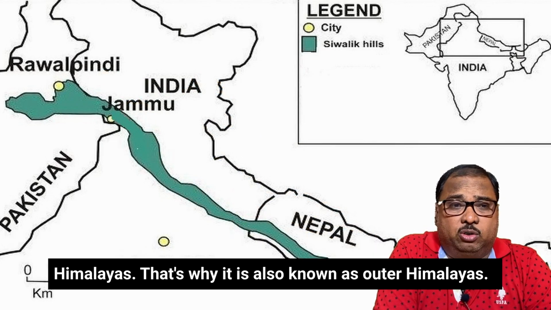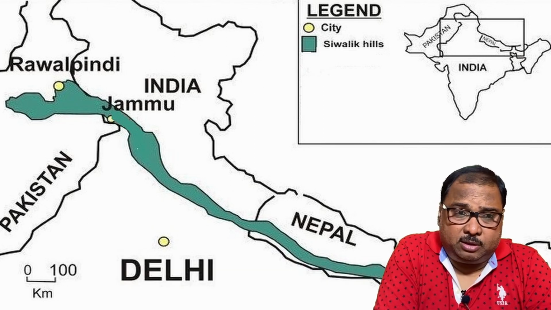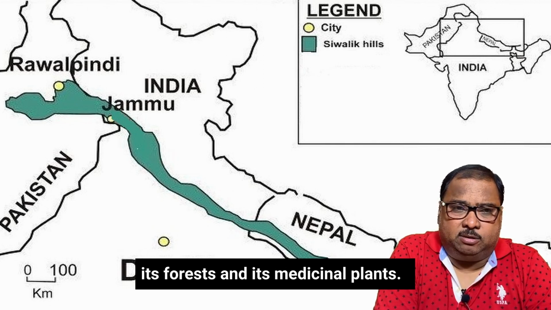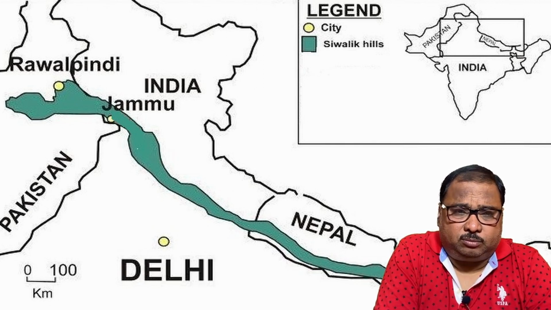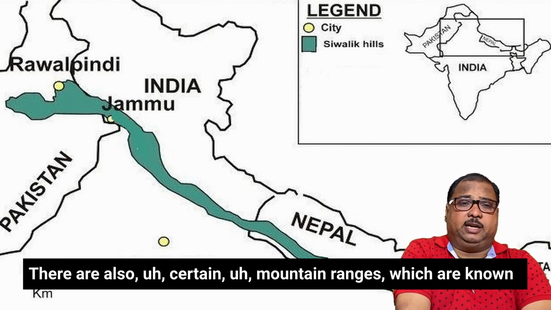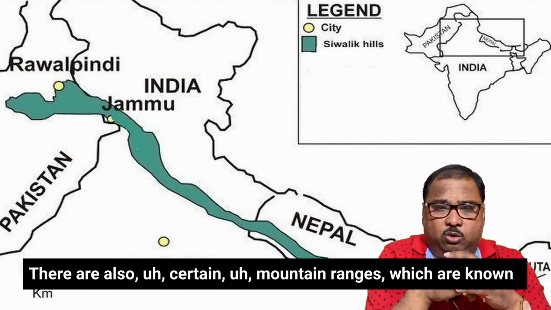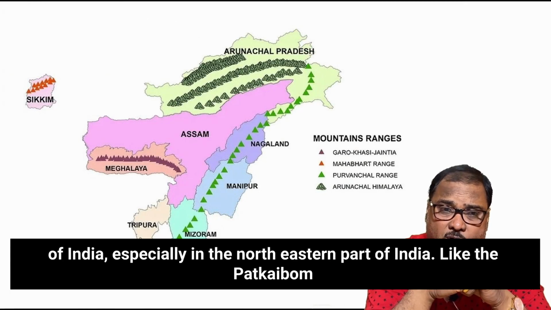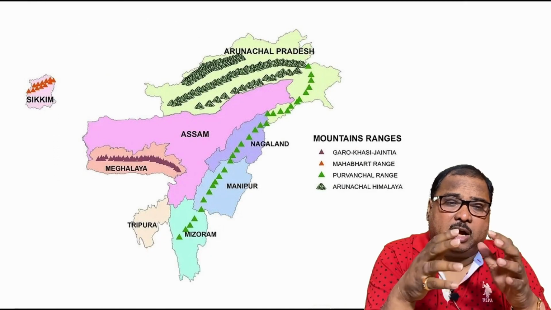That's why it is also known as Outer Himalayas. Shivalik is important for its jungles, its forests and its medicinal plants. There are also certain mountain ranges which are known as Purbanchal, which are located in the eastern part of India, especially the northeastern part of India, like the Patkai Bum range.